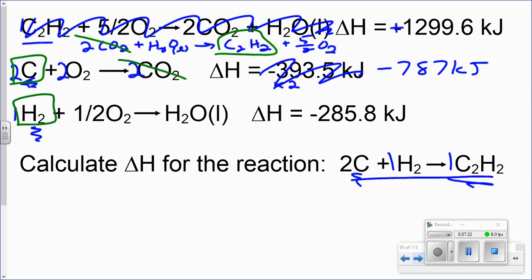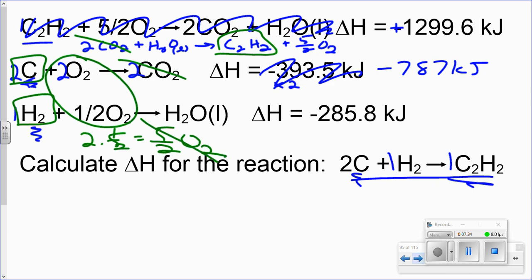Good. Now, add. Remember, if they appear on both the same side, you add them. So that's 2.5 and 2.5, which is 5 halves O2. 5 halves O2 on the left cancels out with 5 halves O2 on the right. We end up with our perfect equation, or at least the target equation. I don't know if it's perfect, but 2 C's plus an H2 yields C2H2. And now add up the energy.